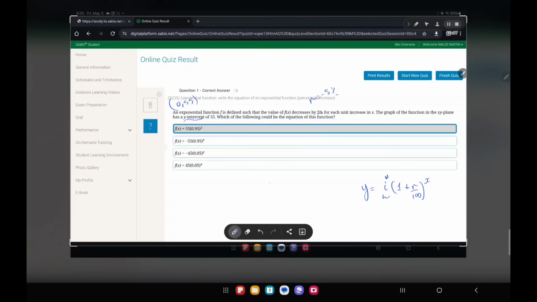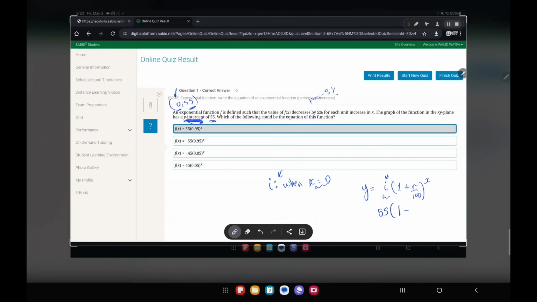Initial means it's going to make it very easy for you: when x equals 0, what's my y? Usually they always give this, and in this case they did. They gave you the y-intercept, which is 55. The y-intercept means when x is 0, I have 55. That's what y-intercept means. So I have my initial: when x equals 0, I have 55.